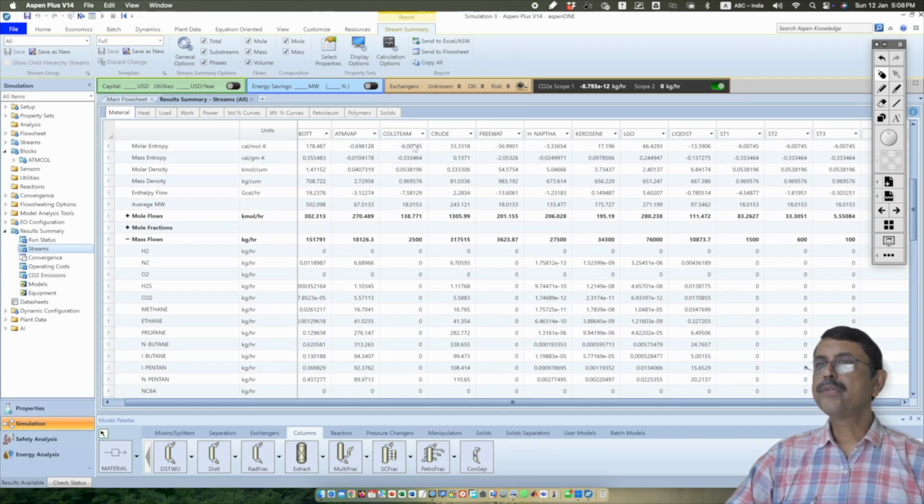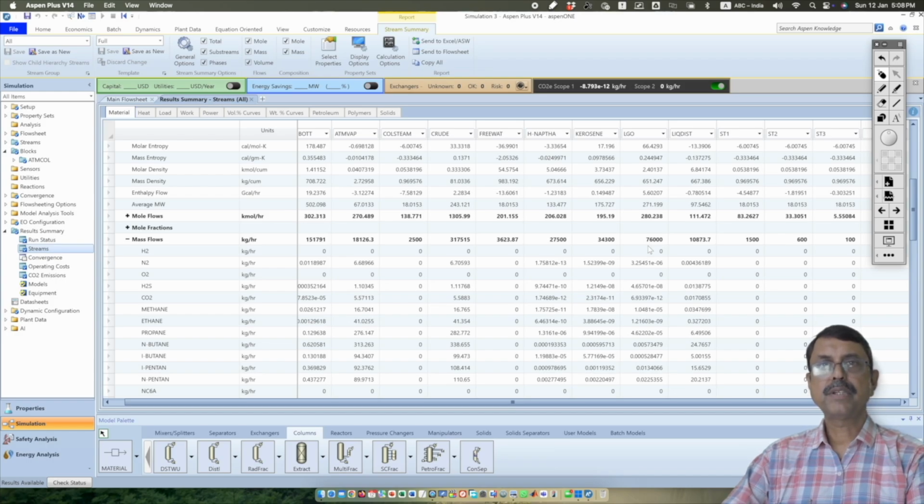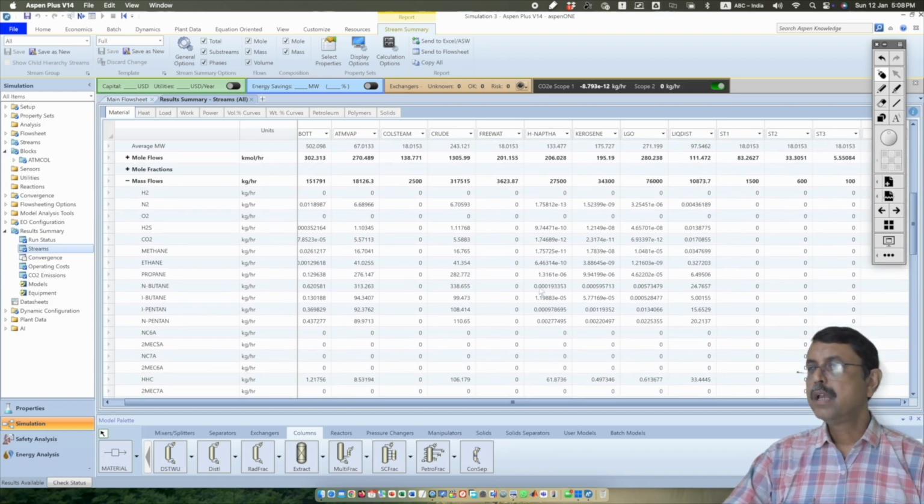Some of the mass flows we have fixed. For instance, what should be the mass flow rate of heavy naphtha? So heavy naphtha is 27,500, kerosene 34,300, the light gas oil. So these are the information we have given. So as per that information, it has done the calculation.